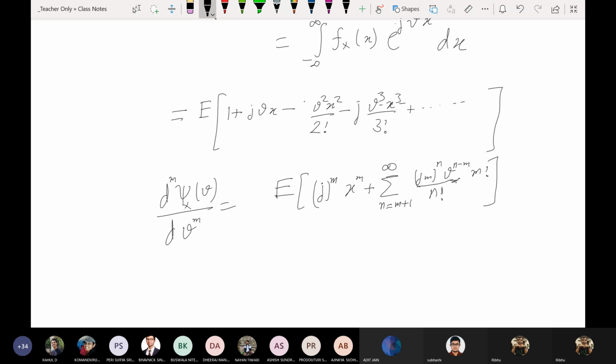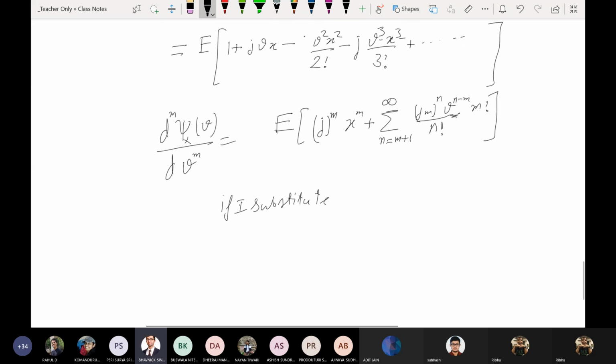So if I substitute, wouldn't the summation have an x term as well? Yes, x. So sorry, this should be jx. I wanted to write x and I wrote m here. So jx to the power n. Now substitute v equals 0.